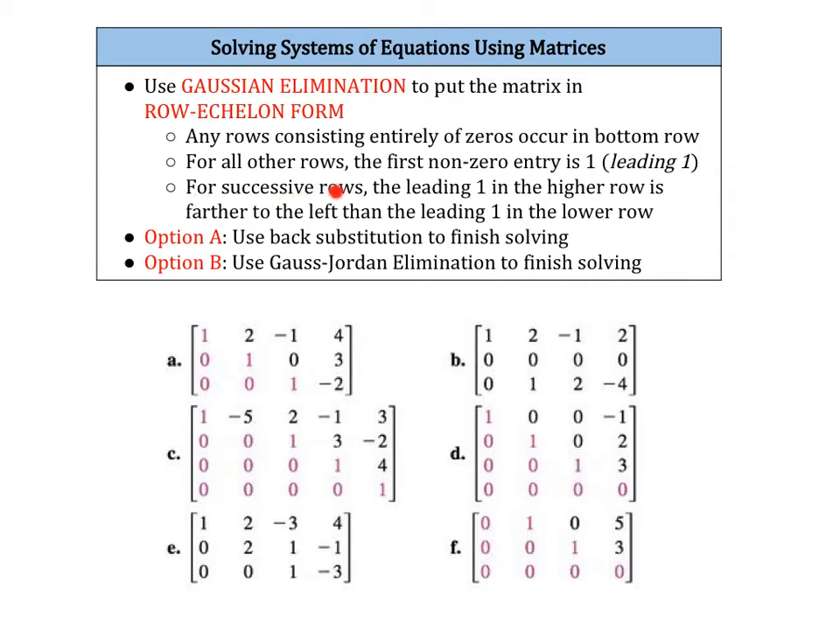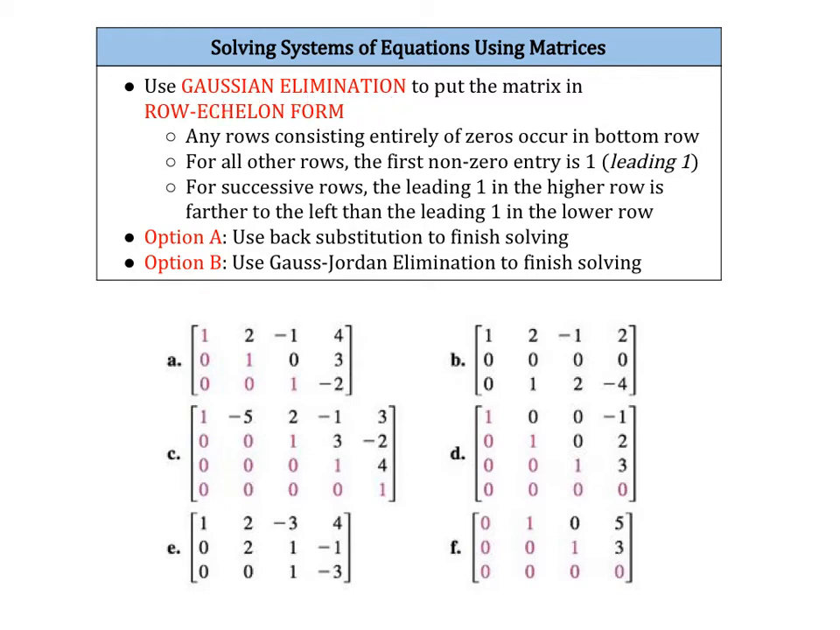Then it says for successive rows, the leading one in the higher row is farther left than the leading one in the lower row. You can see here, this one is farther left than this one, which is farther left than this one. It doesn't have to go in a perfect step formation like this. You can have something like this where you have a 1 and then 2 zeros and a 1, as long as this one is farther to the right. But most of the time, it's going to end up looking something like this, where you have a nice little step. So this is our goal. We try to create a matrix that is in this row echelon form, and we do that by a process called Gaussian elimination.